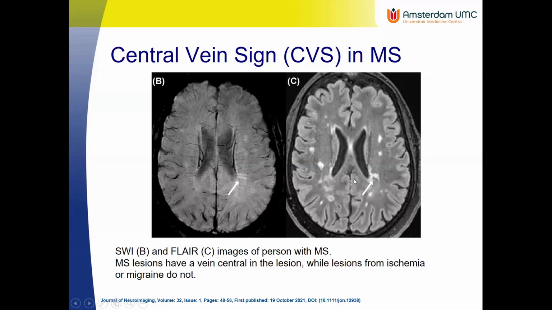So we put them side by side. We make the slices identical, and if we put them side by side, we could even merge them if we like. Then you can clearly have the lesion visualized on the flare image and the veins visualized on the T2 star weighted image.